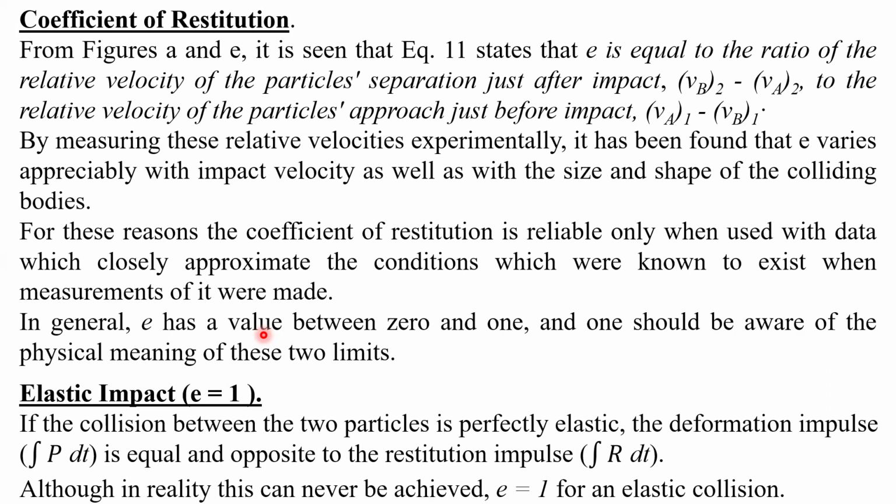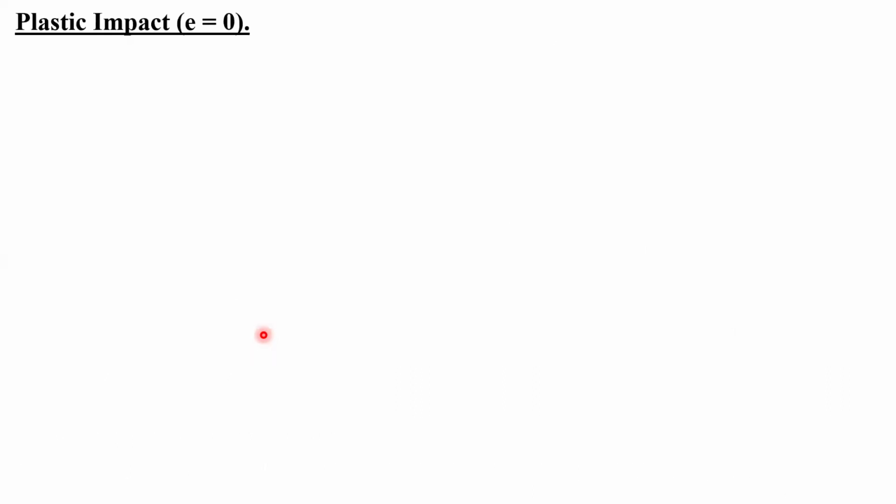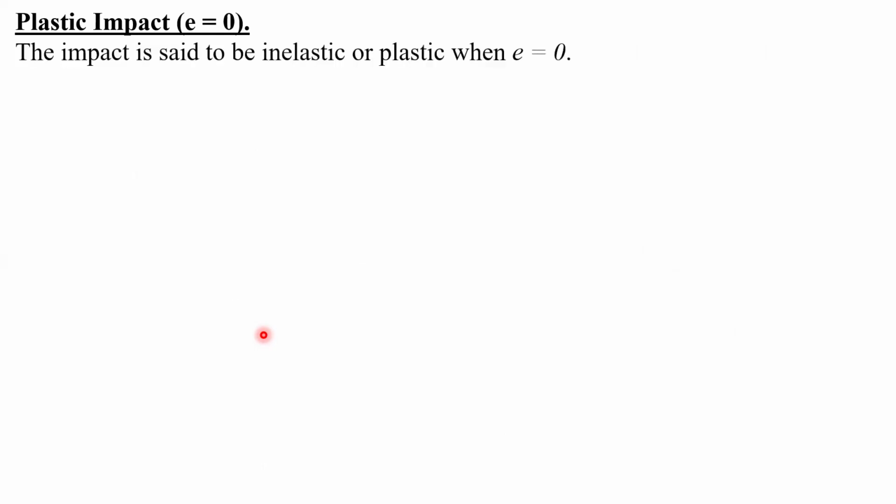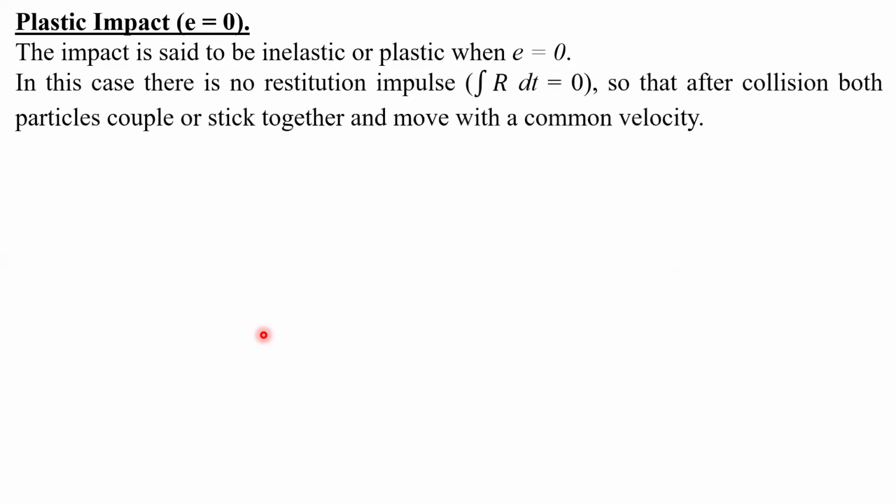E is equal to 1 for an elastic collision. Plastic impact, where E is equal to 0. This impact is said to be inelastic or plastic when E is equal to 0. In this case, there is no restitution impulse at all, so that after the collision, both the particles couple or stick together and move with a common velocity V.